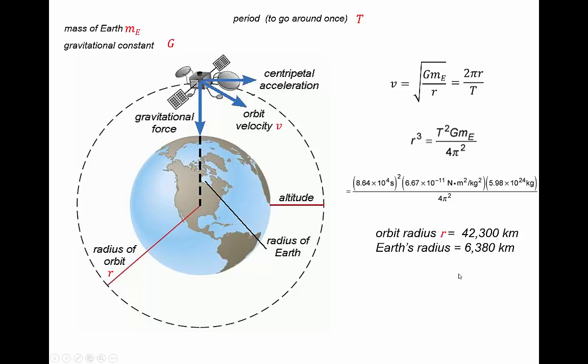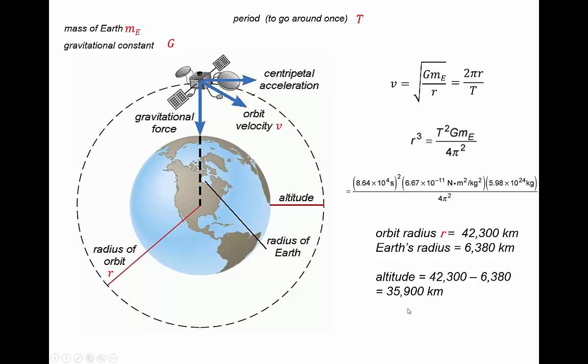And the Earth's radius is 6,380 kilometers. We know that. Obviously, I'm not saying you know that off the top of your head, but you can look it up. People have measured it. And then we can calculate the altitude as the difference between those two. And there's your more or less 36,000 kilometers.